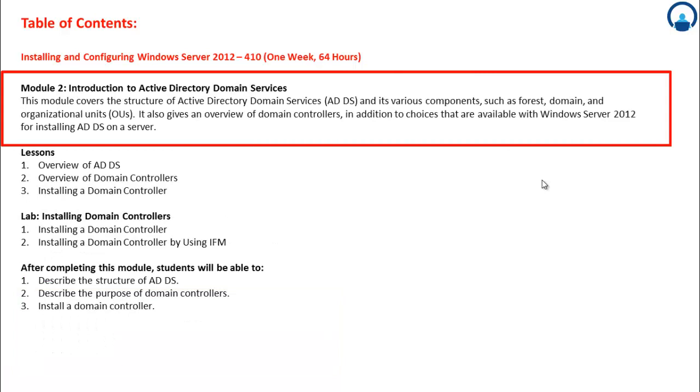Module 2. Introduction to Active Directory Domain Services. This module covers the structure of Active Directory Domain Services, that is ADDS, and its various components such as forest, domain, and organizational units, that is OUs. It also gives an overview of domain controllers, in addition to choices that are available with Windows Server 2012 for installing ADDS on a server.